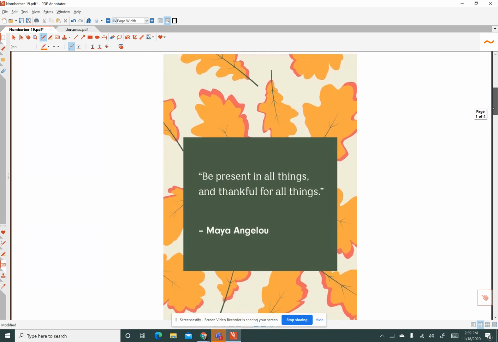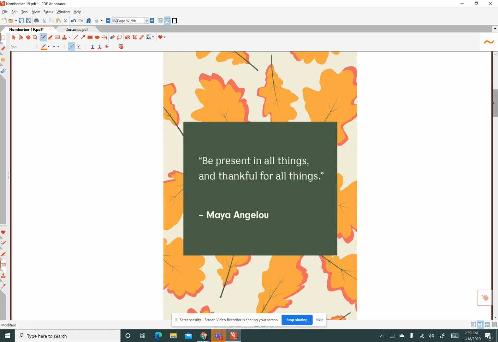So we do have a picture for today, and Maya Angelou was a famous poet. She was a poet laureate for the United States, and she had a very fascinating life. If you don't know anything about Maya Angelou, I have encouraged you to read a biography about her, or learn about her. But she said, "Be present in all things and thankful for all things." And she was a real example of that. She had a lot of adversity in her life, but she grew to be a person who was very thankful for much, and a wonderful woman. And again, I encourage you to learn more about Maya Angelou.